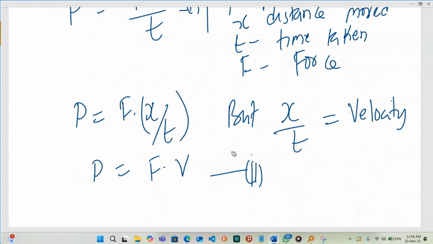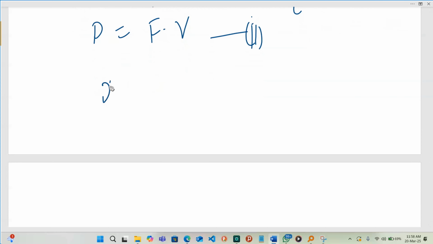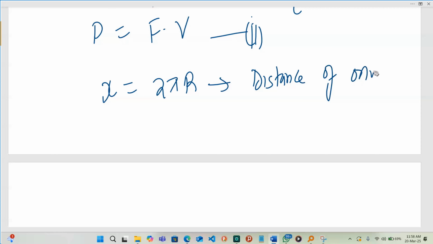So you can see how we can calculate power given the force and the velocity on the body where the force is applied. So now if we look at the force rotating at radius r, traveling one circumference in the time of one revolution, the distance moved in one revolution is going to be x equivalent to 2πr. We are talking about the distance of one revolution. So what does that give us?